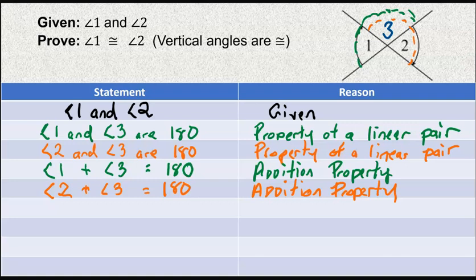The next two lines are stating what I am doing with that information. I am making clear that since I recognized the linear pairs, I am now going to add those angles together so that they equal 180 degrees.